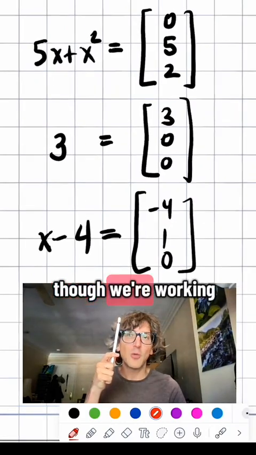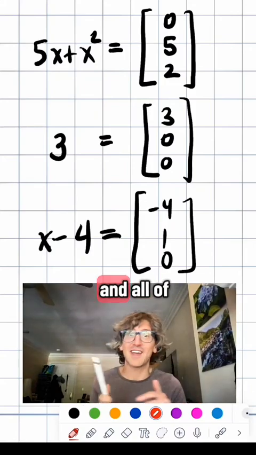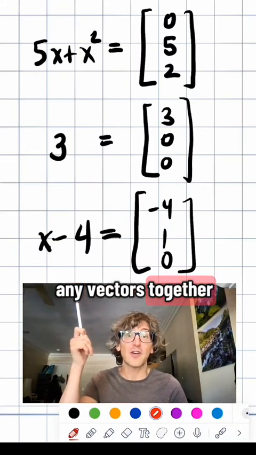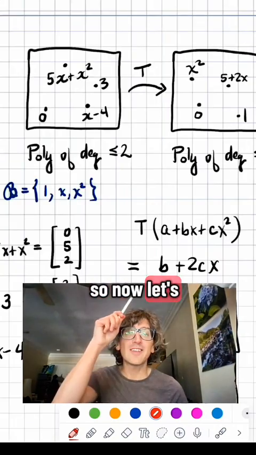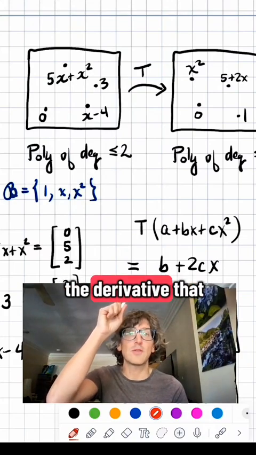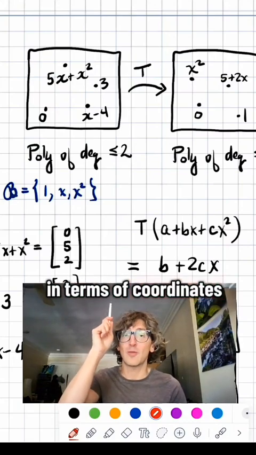And so even though we're working with polynomials, we could just as well work with column vectors, and all of the arithmetic would be the same. For instance, add any vectors together as polynomials, you'll get the same answer as if you added them as vectors. So now let's think about our transformation. If we think about what it does to a polynomial, it just takes the derivative that we know from calculus. But if we think about it in terms of coordinates, what's going on?